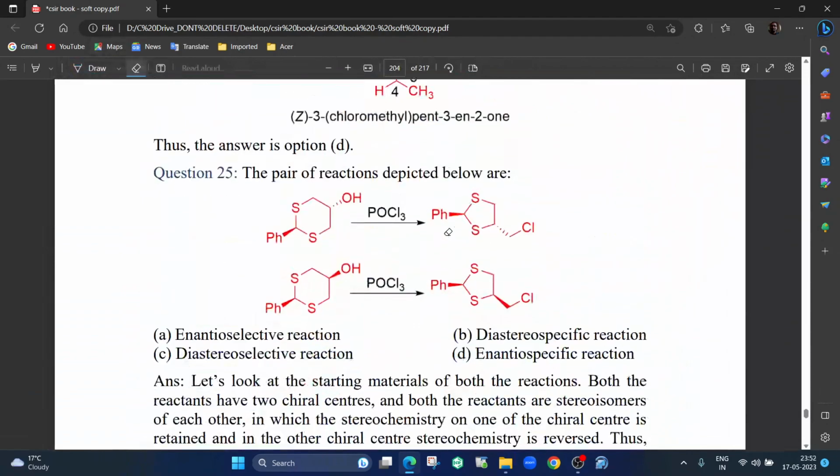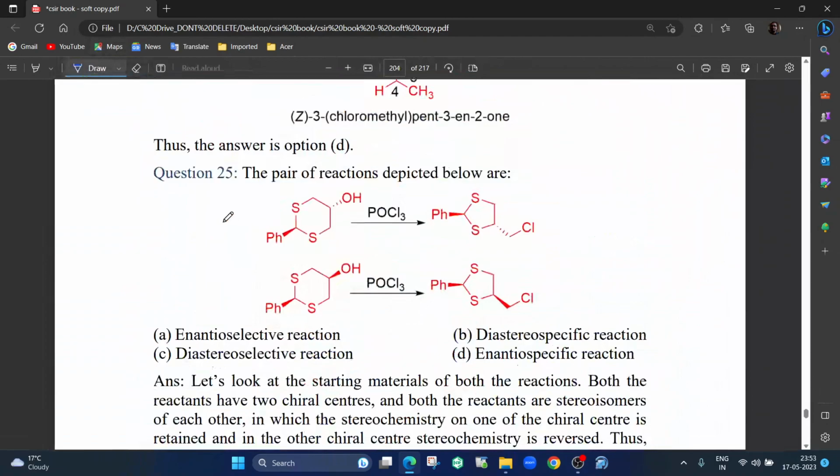Yeah, moving to the next question. The pair of reactions depicted below are these. What are they? Are they enantioselective reaction, diastereospecific reaction, diastereoselective reaction, or enantiospecific reaction? First, you have to understand the difference between selective and specific. Selective means there are three routes possible. One of them will have the lowest energy, so that will be the major product, and then some other minor products will be found which have higher activation energy, so they need a little more energy. Whereas specific means there is only one route possible, so you'll get only one product.